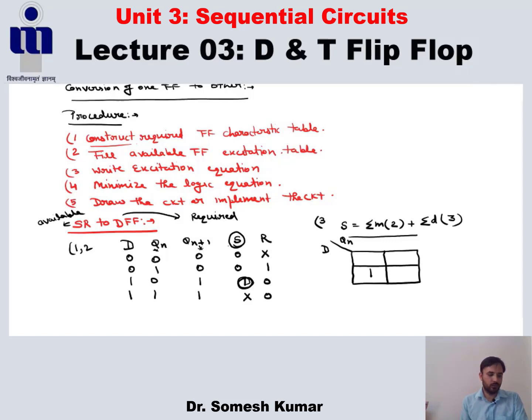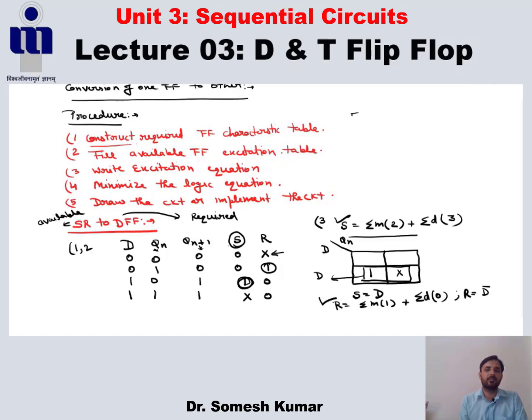So 0, 1, 2 and 3. There is one pair here, and this is D. So S is equal to D. Similarly, what is the equation for R? R is equal to sigma M1, this one only, and the other is a don't care condition. Similarly, by using the K-map we can solve this. So here R becomes D bar. So here we got the value of S and we got the value of R.